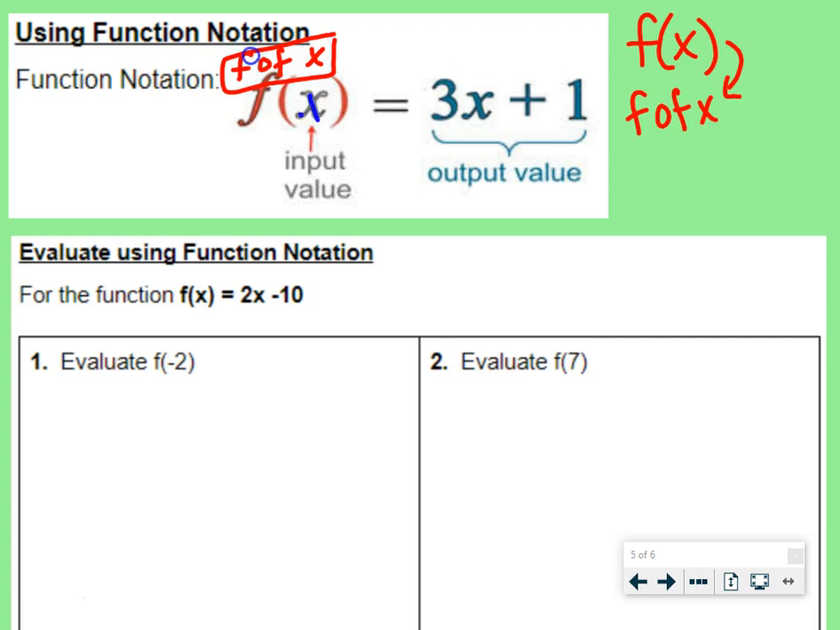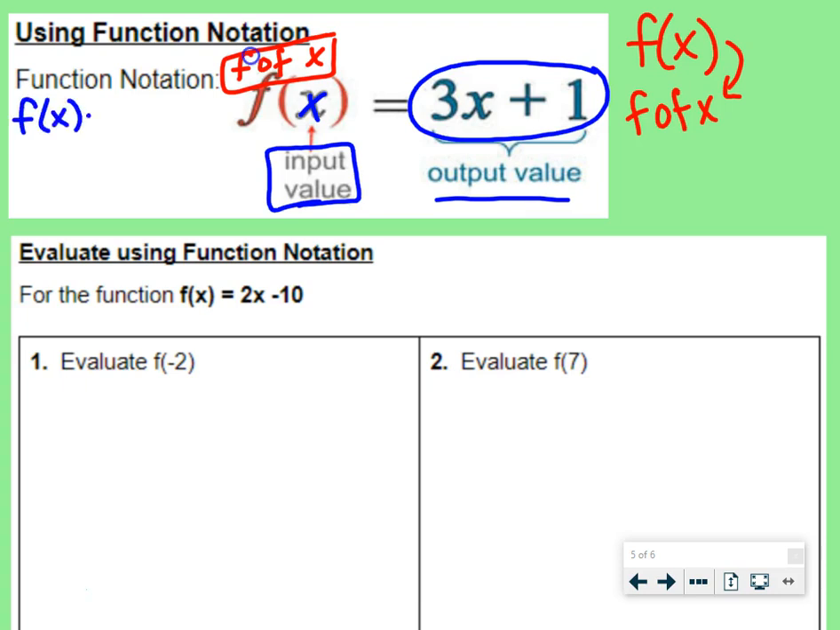Now x is going to be your input value, and then whatever it equals is what you're going to get out, your output value. So really, if we see f of x equals 3x plus 1, that's pretty similar to y equals 3x plus 1, except we're just replacing that f of x with a y.